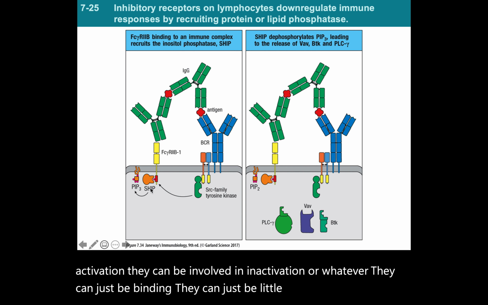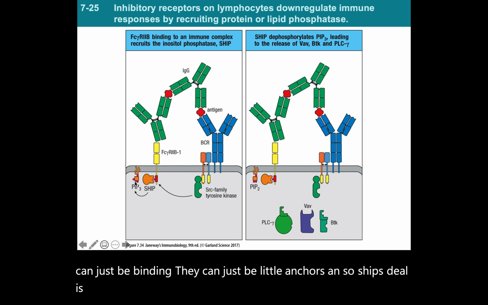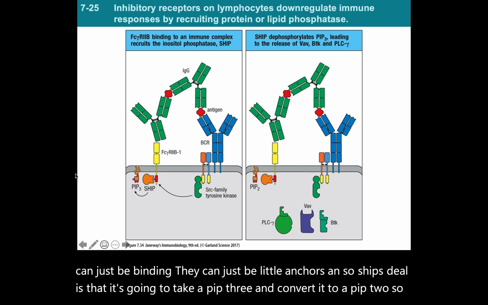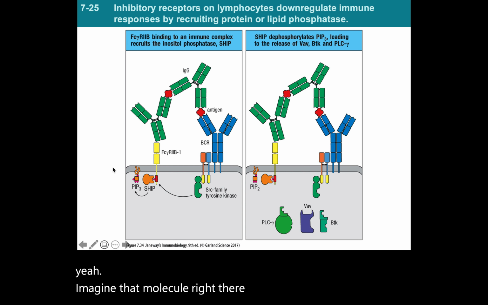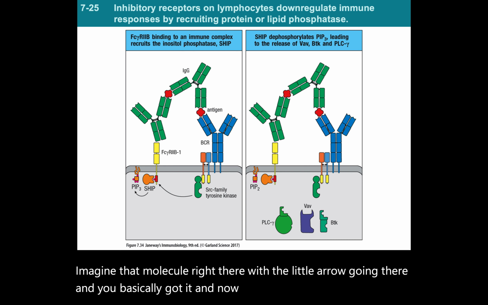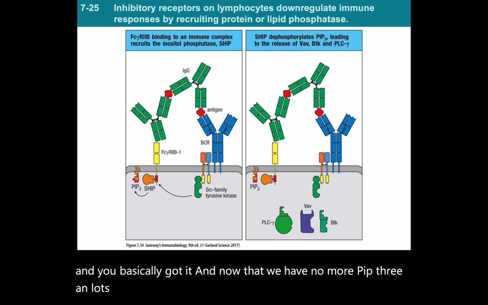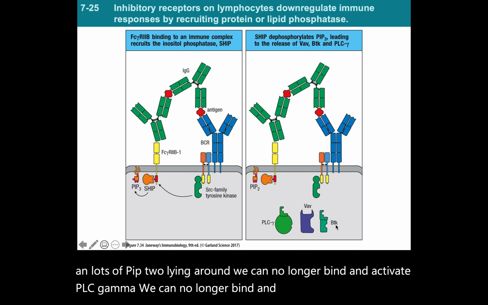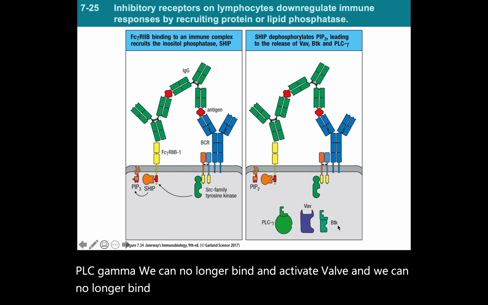And so SHIP's deal is that it's going to take a PIP3 and convert it to a PIP2. Yeah, imagine that molecule right there with a little arrow going there, and you basically got it. And now that we have no more PIP3 and lots of PIP2 lying around, we can no longer bind and activate PLC gamma. We can no longer bind and activate VAV, and we can no longer bind and activate BTK. Those guys are just shut off.